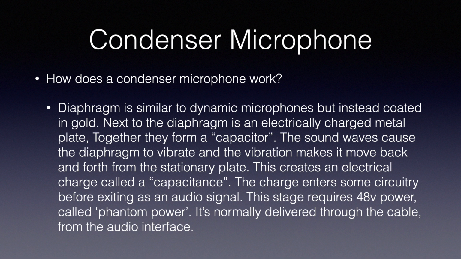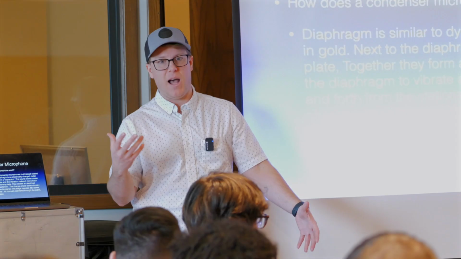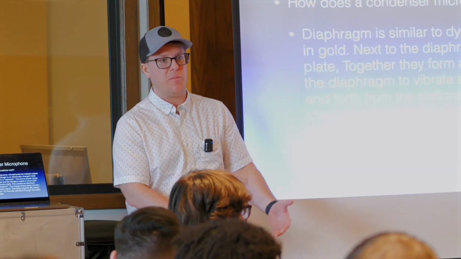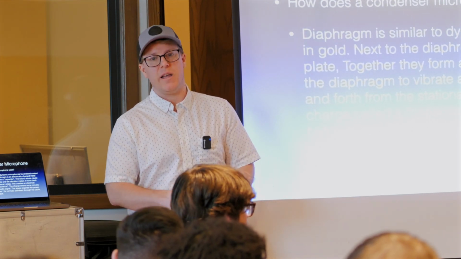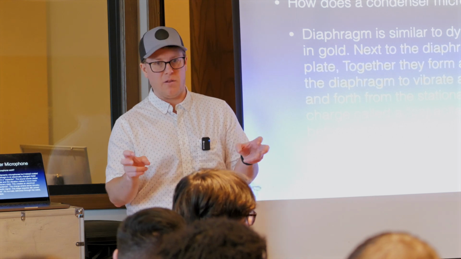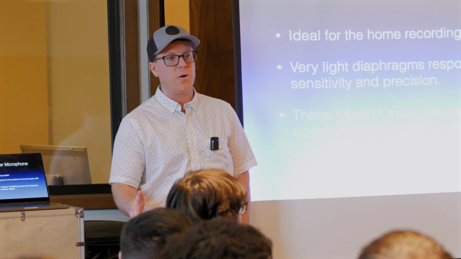The charge enters some sort of circuitry in the microphone or outside of the microphone, depending on what type of condenser microphone you're using, before leaving as an audio signal through the cable. A lot of these microphones need an external power source. Back in the day, they used to have battery-powered condenser microphones, or really back in the day, they had external power units. You can still get high-end studio microphones that have the external power unit, but most of the time, you're going to be sending power to these microphones through your audio interface as 48 volt or what's called phantom power. They're super ideal for the home recording studio.